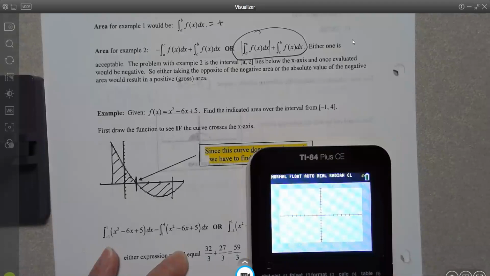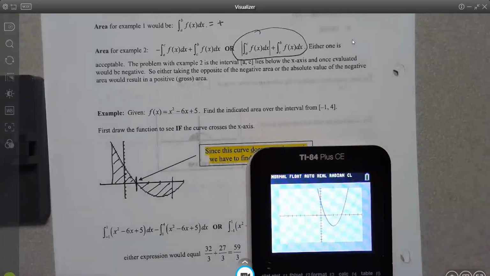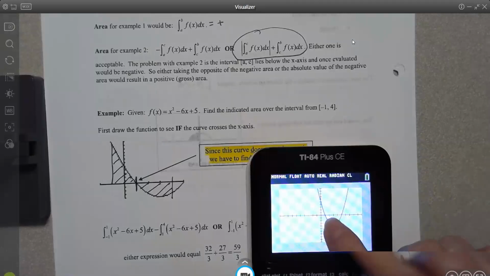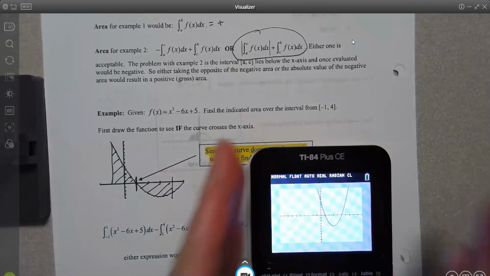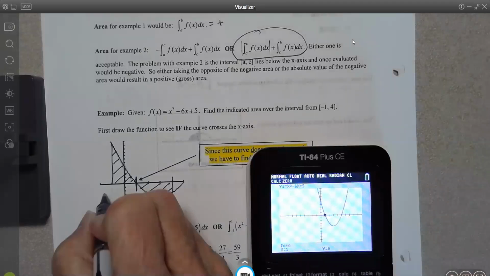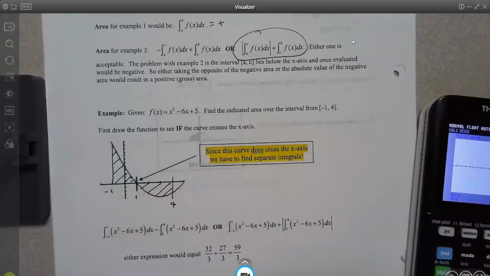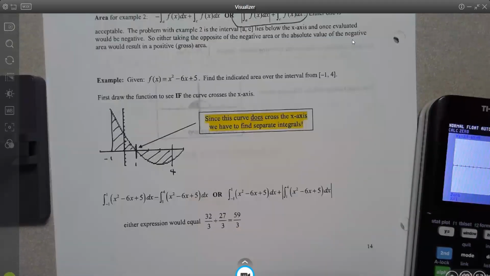So I've got -1 here, and I've got 4 here. So I did just go in so I could have a prettier picture. But I need to find this 0 since it crosses between my lower and upper limits. So second, trace 0. So 0 and 2. So my 0 is 1. I need to know that. Now these are my two options.